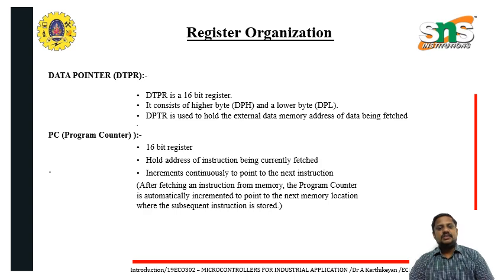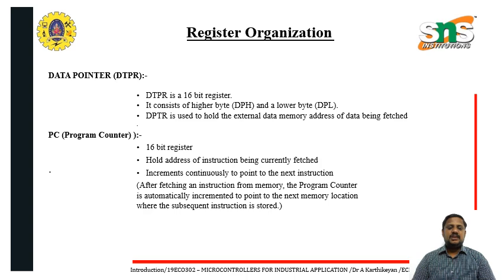The data pointer, DPTR, is mainly a 16-bit register. It consists of DPH, the data pointer higher byte, and DPL, the data pointer lower byte. That's the DPTR. It is used to hold the external data memory address, like when data is fetched from external memory.